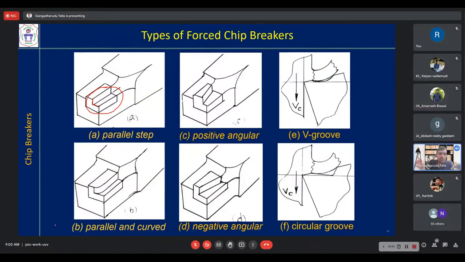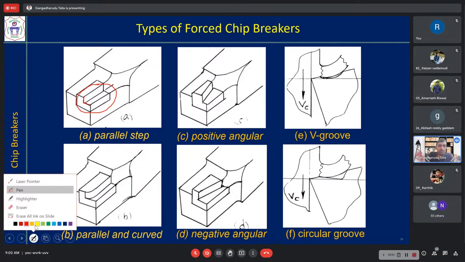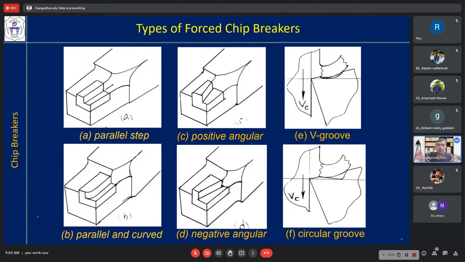So based on that only you have to choose your parameters now. Your rake angle is changing. Now this is the entire tool including the chip breaker, so based on this only you have to set your cutting parameters.